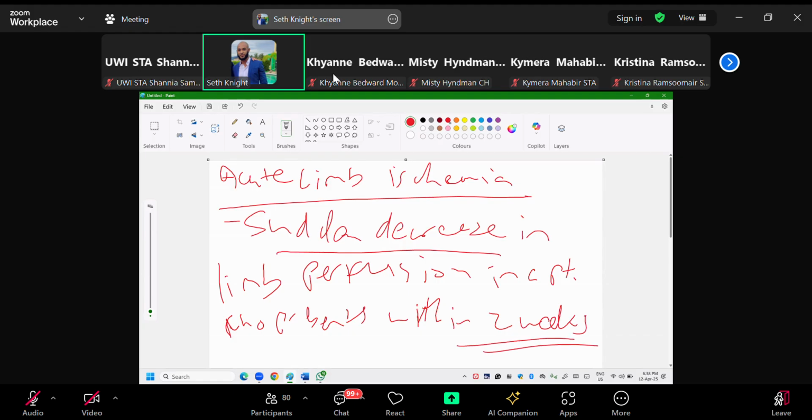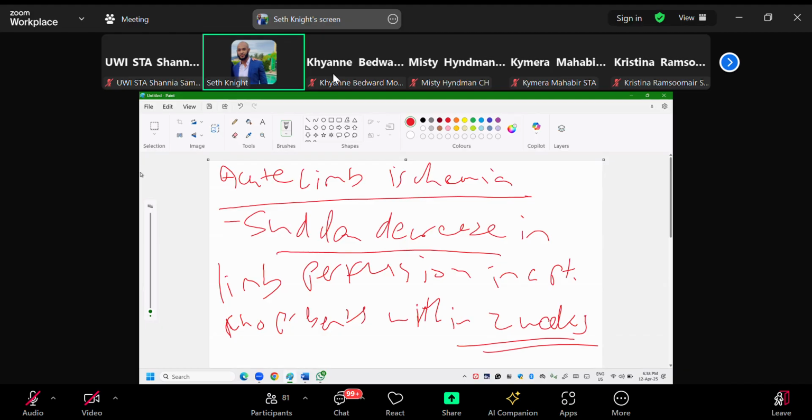It does not mean that the patient presented in 5 hours or 6 hours. Anything that causes a sudden decrease in limb perfusion in a patient presenting within 2 weeks of the acute event, that is acute limb ischemia. If the patient has had this event going on for more than 2 weeks, then it becomes chronic limb ischemia. So that is one concept I want to clarify.